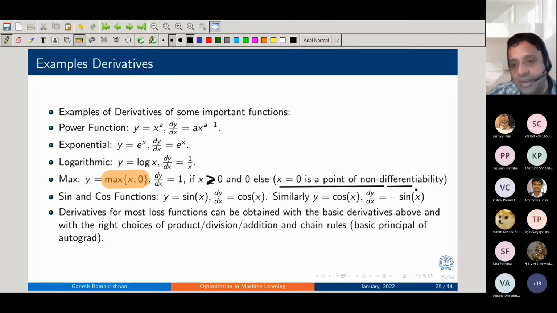Now what do you do at x equal to 0? The function, is it continuous? Is this function y equals max of x comma 0 continuous? Anyone? Yes, sir. Yes. It is continuous. So is there a way we can leverage the continuity to still find some equivalent of a derivative?